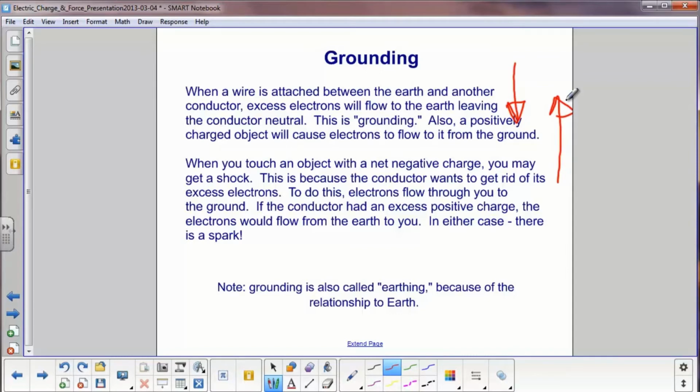When this concept first came out, grounding was actually called earthing because of the relationship to the charges going to and from the Earth, and in Europe sometimes you will see folks talking about earthing as opposed to grounding. It is the same topic.